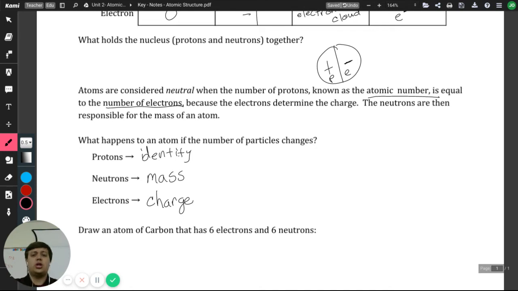Because we never want to change our number of protons. We will never change our number of protons in terms of chemical reactions. If we change our number of protons, we're changing the identity of that substance, which means we change everything else about it. If we change our electrons, we're going to change our charge, which is how those chemical reactions occur. So electrons are all about changing charge. Okay, so now we kind of know the general jobs of the things that make up the atom.